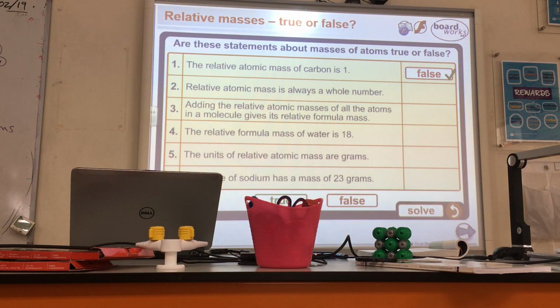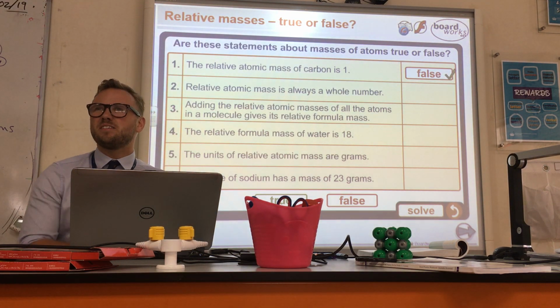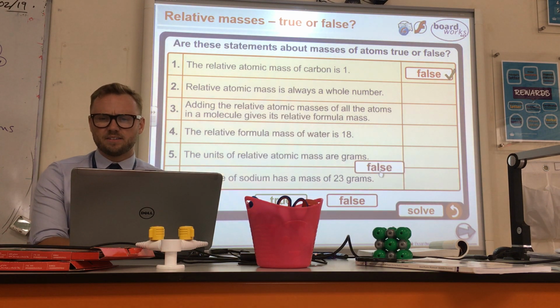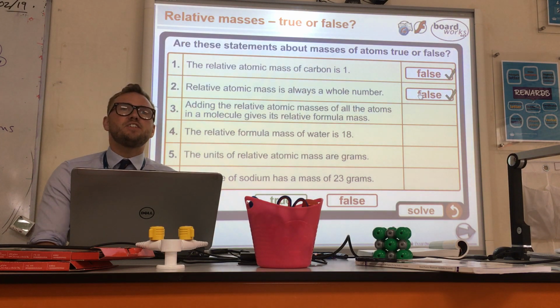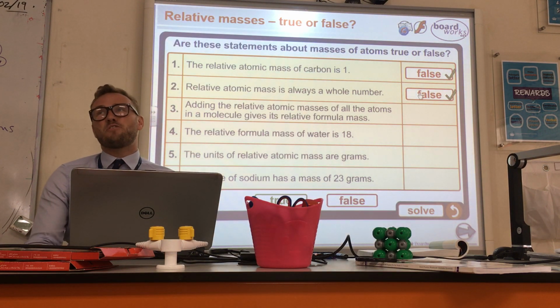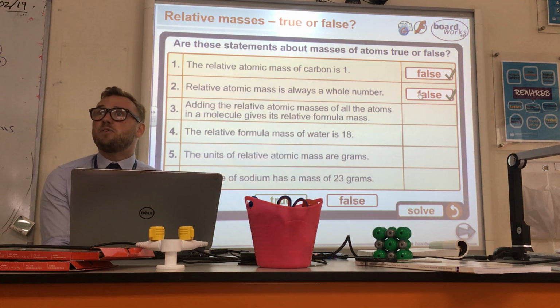Hunter, what is it? 12. Relative atomic mass is always a whole number. What do we think? This is actually a tricky question. False, why? We'll see what they say. Chlorine and actually a few others. The relative atomic mass is actually the average. And chlorine has a few different versions. We call those versions isotopes. Chlorine has chlorine 37, chlorine 35. About 75% is chlorine 35, about 25% is chlorine 37. The average, when you work out those, is 35.5.